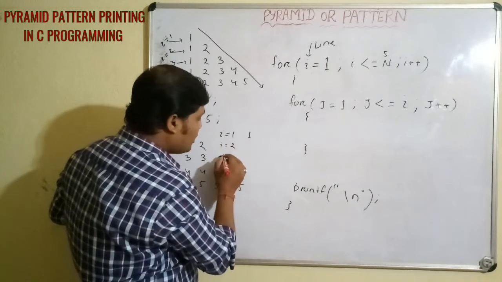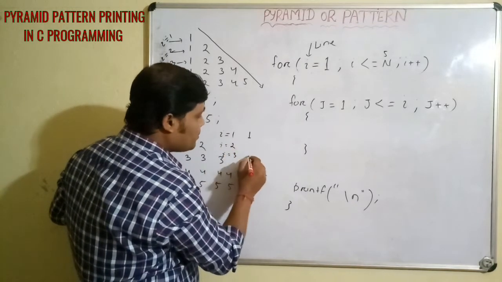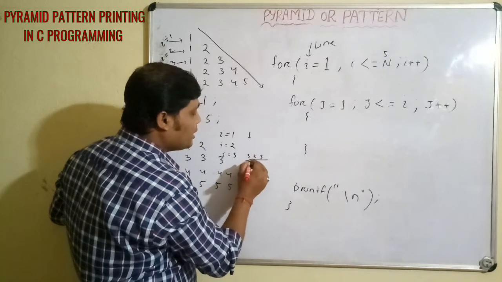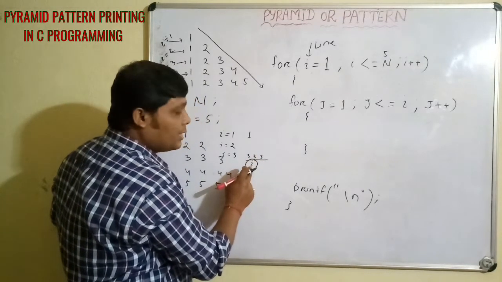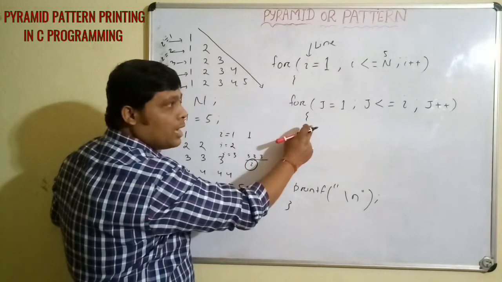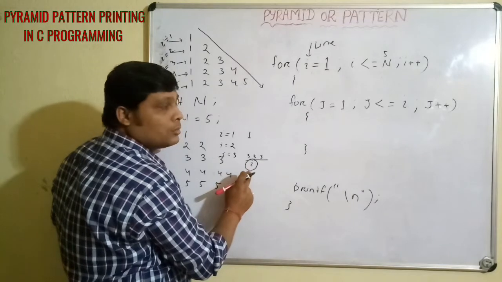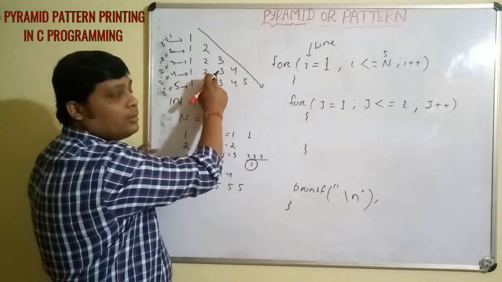Clear? But what is it printing? When I value is 3, it is printing 3 3 3. That means it is printing I. It is printing always what? I. The J loop continues for I times, but it prints the I value. Here it was printed what?